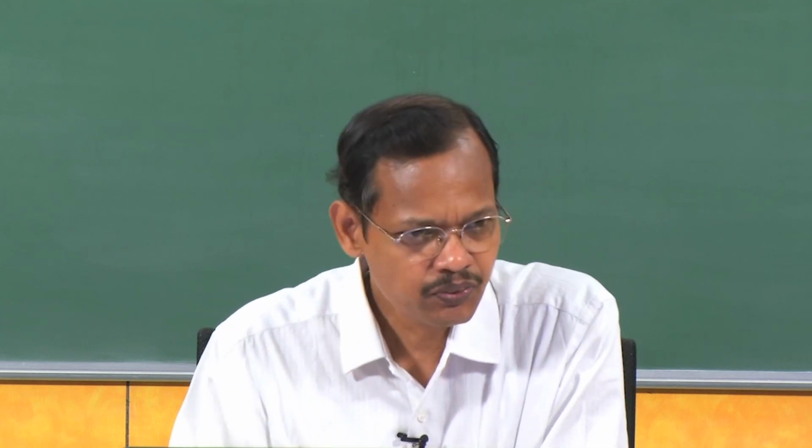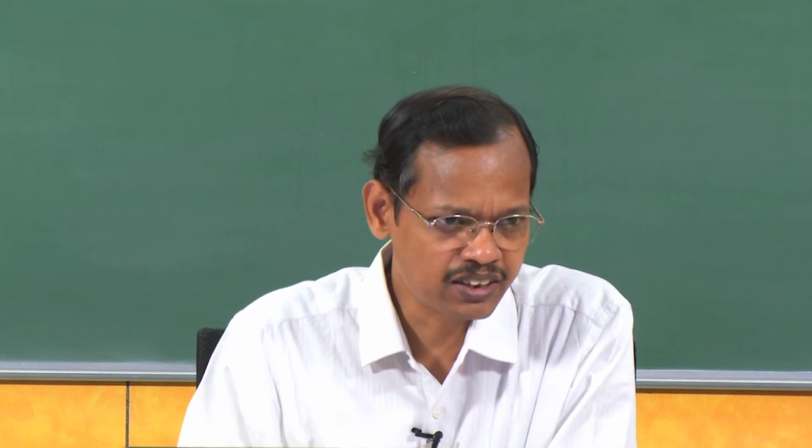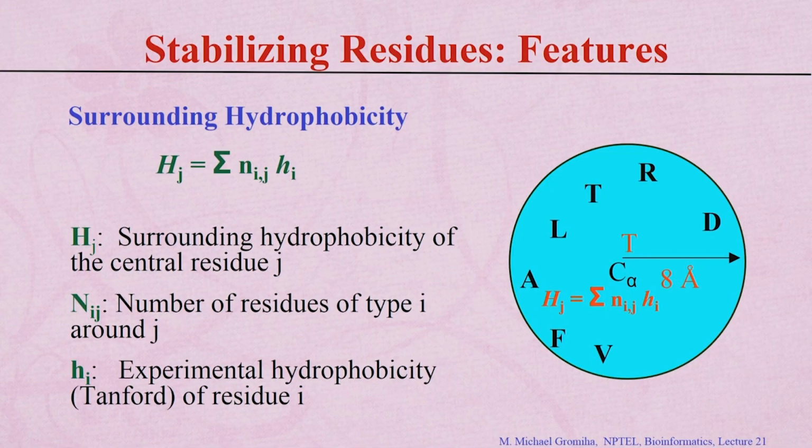And for each residue you can construct a sphere of radius r. Here you can see the radius is 8 angstrom, and we identify the residues which are occurring within this limit of 8 angstrom. We have the experimental value for each residue which is surrounded by a central residue. This is the central residue. Then we add the values and finally you get the surrounding hydrophobicity of the central residue.